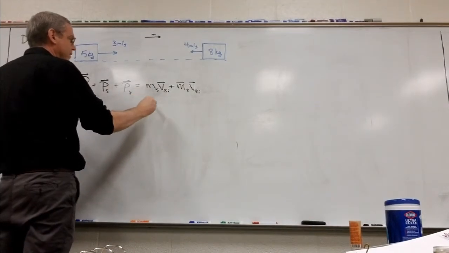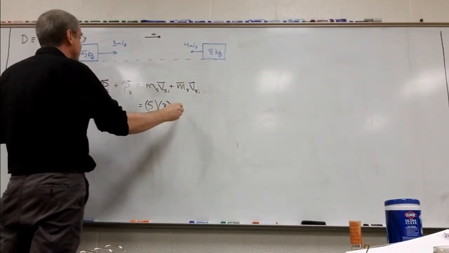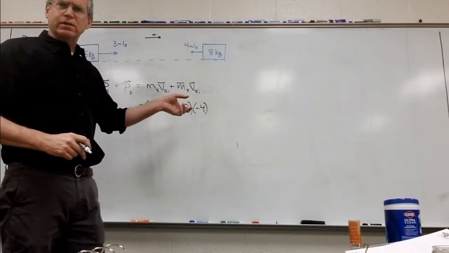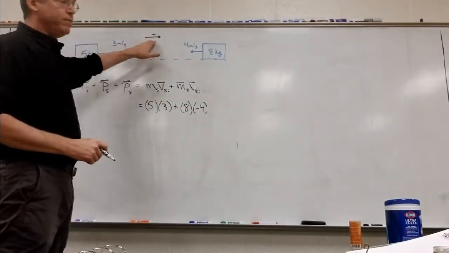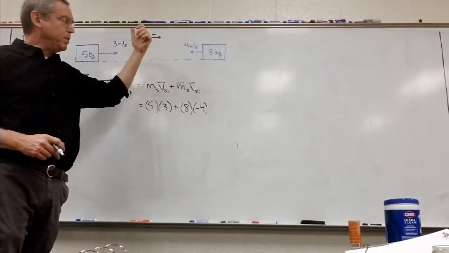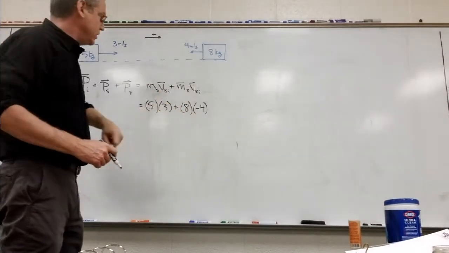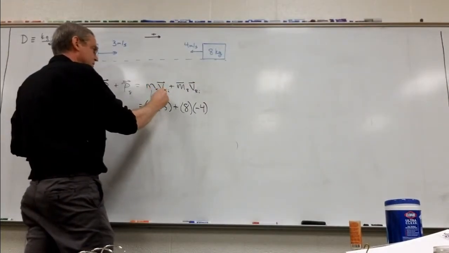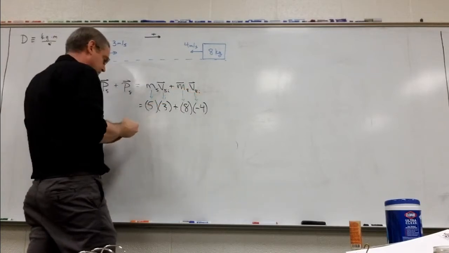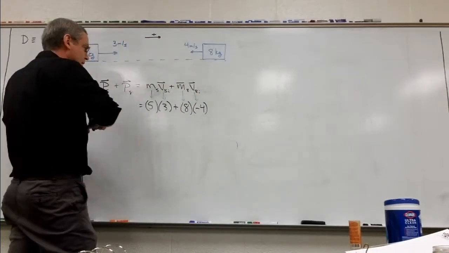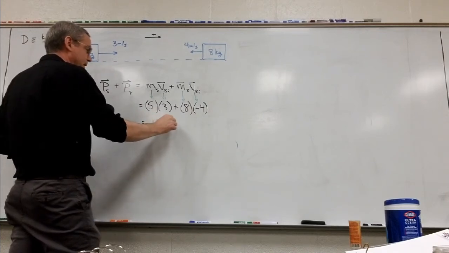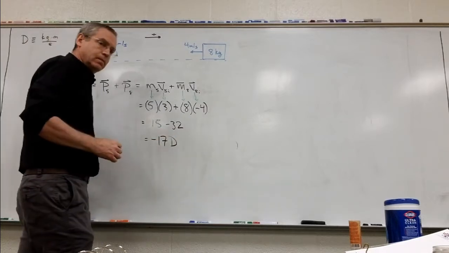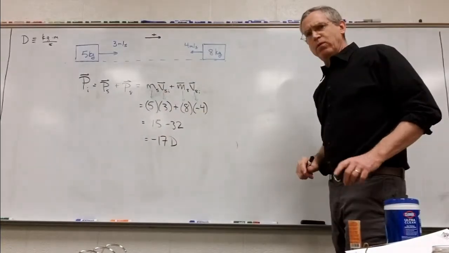So this is 5 times 3 plus 8 times -4. And again, the previous video talks about the fact that it is going in the negative direction. I'd already predefined to the right as positive. If I said to the left was positive, then the signs of my velocities here would change. And just for those who did not quite catch it, that's the mass, that's the velocity, that's the mass, that's the velocity. So we end up with 15 minus 32, which is -17 Descartes. So that is the total momentum before the collision.